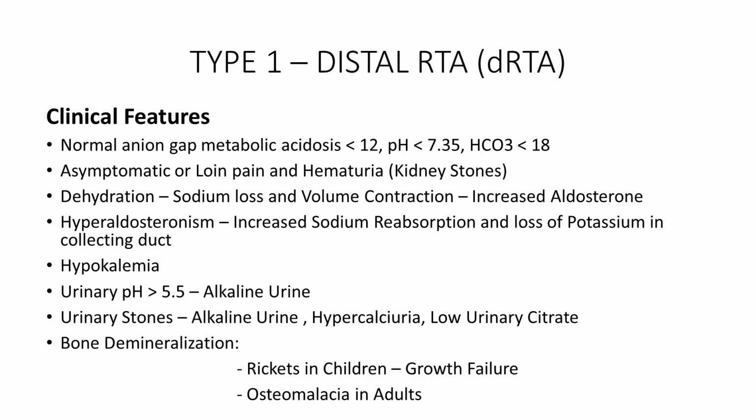This is basically because of hyperaldosteronism, increased aldosterone level. Hyperaldosteronism, increased sodium resorption. Whenever there is sodium resorption, there is a loss of potassium in the collecting duct, resulting in hypokalemia. Urinary pH is 5.5, alkaline urine, and urinary stones are produced in the alkaline urine secondary to hypercalciuria and low citrate levels. Bone demineralization occurs, resulting in rickets in children and growth failure.